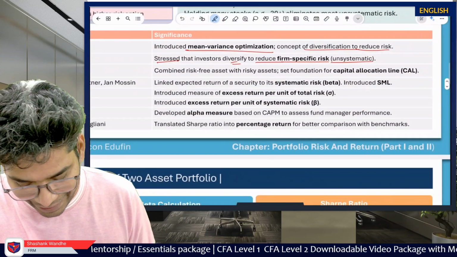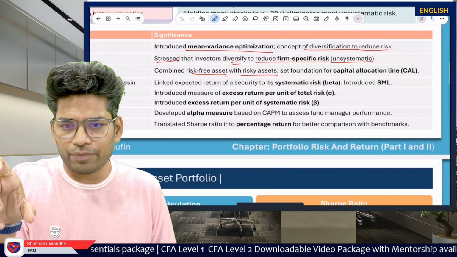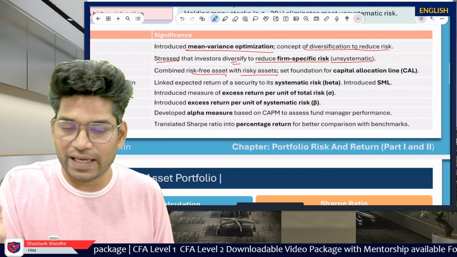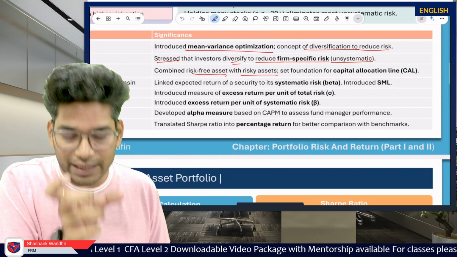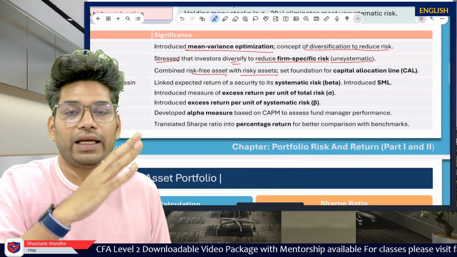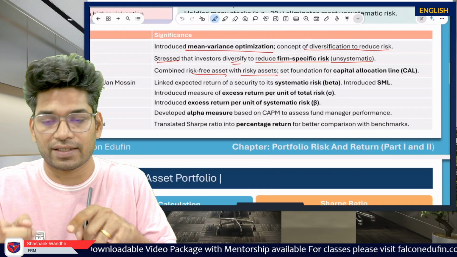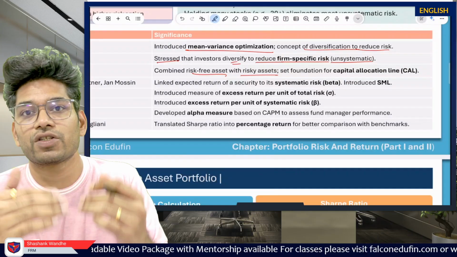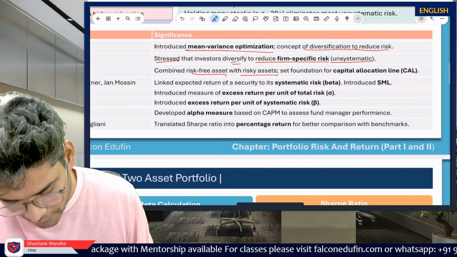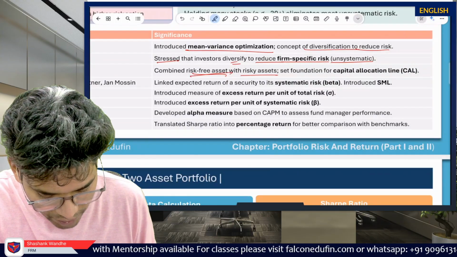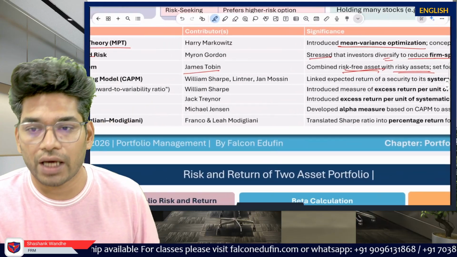James Tobin combined the risk-free asset with the risky asset. That's why in some theories we are not talking about the risk-free asset, and suddenly in the capital allocation line there is a risk-free asset introduction. This is the reason why we have the risk-free asset in the capital allocation line and not in the previous discussions, because the previous theories had no risk-free asset based on their own fundamental theories. So Tobin gave us the combination of the risk-free asset with the risky asset, and this ultimately gives you the capital allocation line.